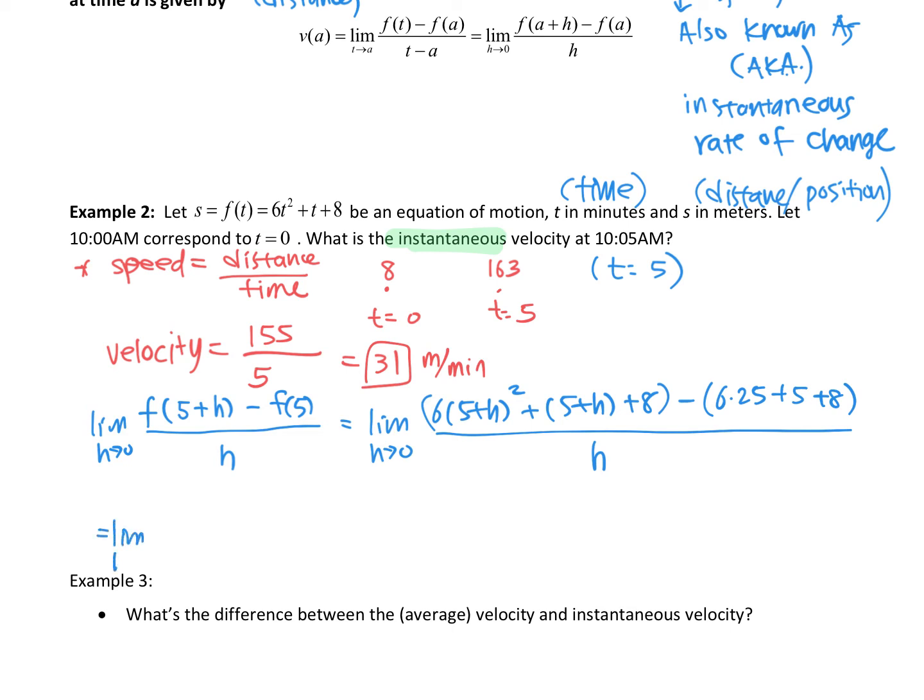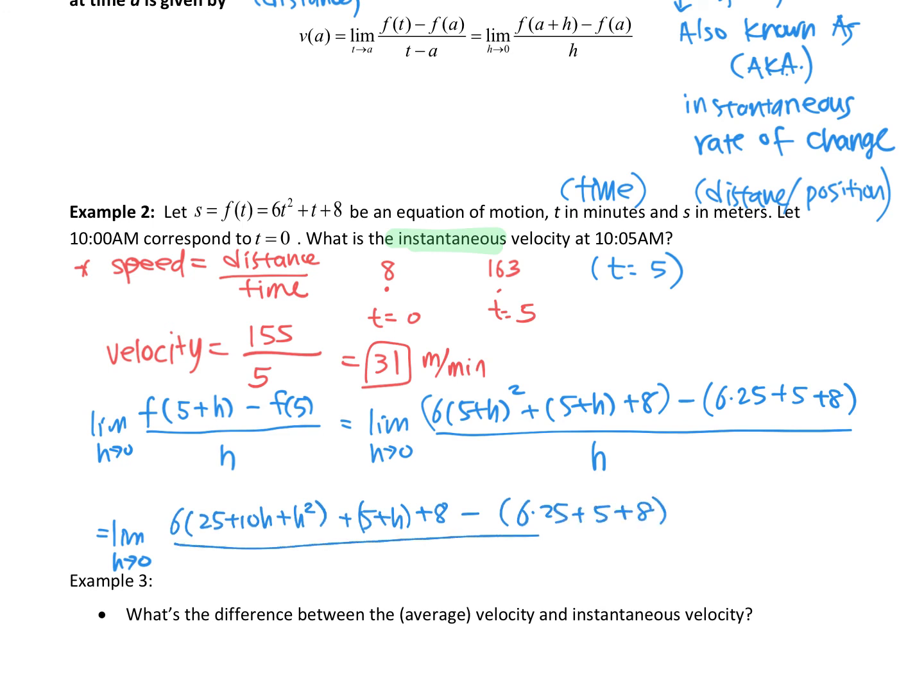Okay, let's see, limit as h goes to 0. Let's see if we can get some sort of simplification here. I'm going to rewrite this part, 5 plus h squared. That's 25 plus 10h plus h squared. So that will be 6 times 25 plus 10h plus h squared, plus 5 plus h plus 8, minus 6 times 25 plus 5 plus 8, all over h.